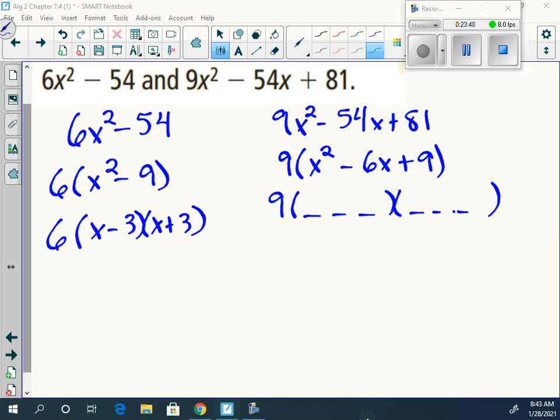Since the 9 is positive, the signs are the same and they match the sign of the middle term. Factors of x would be x and x. And so far here, they're keeping these factors pretty simple in how they write them out: x minus 3, x minus 3, x minus 3, x plus 3. So we can kind of see that pattern.